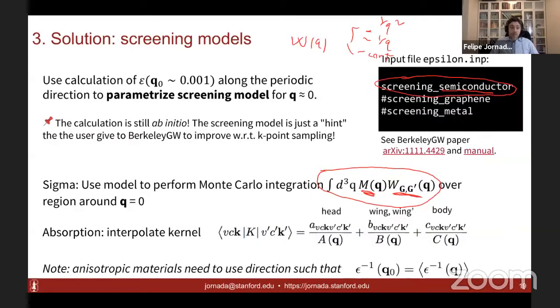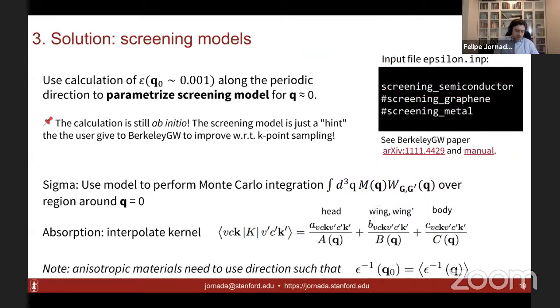The absorption code, as Diana Chu will mention afterwards today, follows a similar strategy also to deal with the divergence of the screened Coulomb interaction. And I also want to mention that if you have anisotropic materials, you should in general pick a direction for Q so that this direction of Q better captures the average behavior of the dielectric matrix for that particular modulus of your wave vector Q. So for instance, you may want to pick between two high symmetry lines for this wave vector Q.